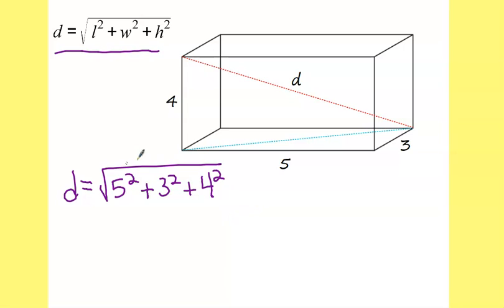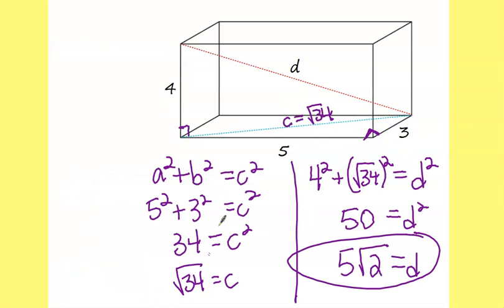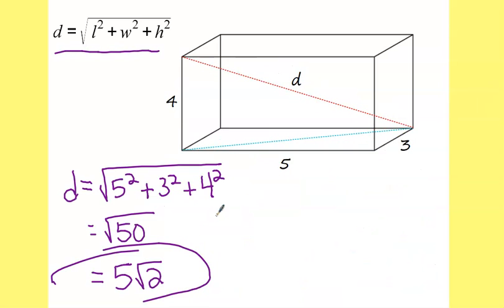You can add in any order, so this is not going to change anything here. 5 squared is 25, plus 9, plus 16 is going to give us 50, so we end up with the square root of 50. We end up right back where we did before. The square root of 50 is 5 times the square root of 2. So we ended up with the same answer, just a little shortcut by using that formula. That formula is based on the fact that you're really just doing the Pythagorean theorem twice to get to that diagonal distance of the rectangular prism.